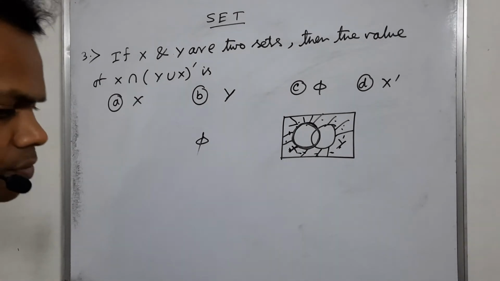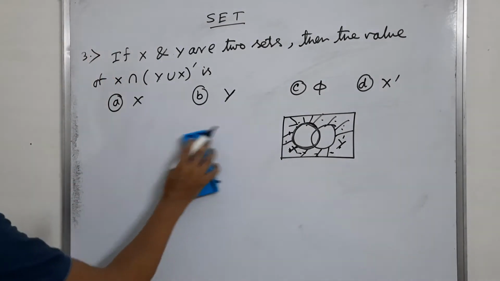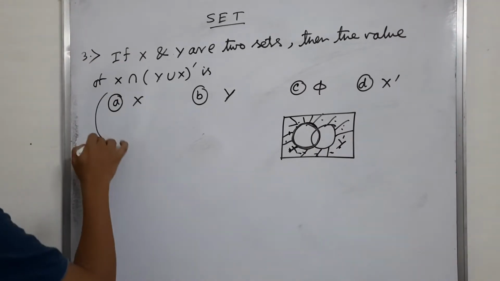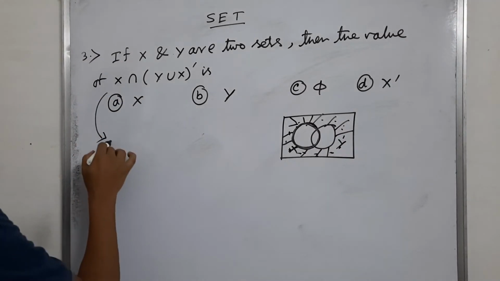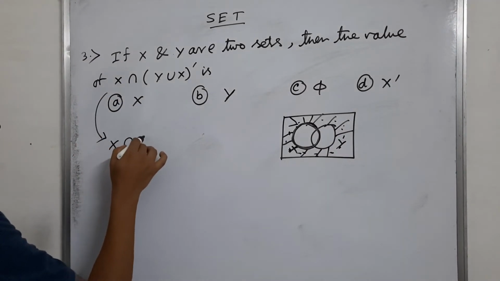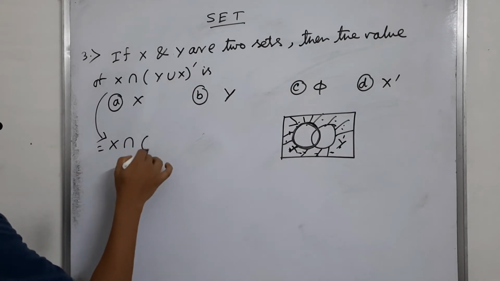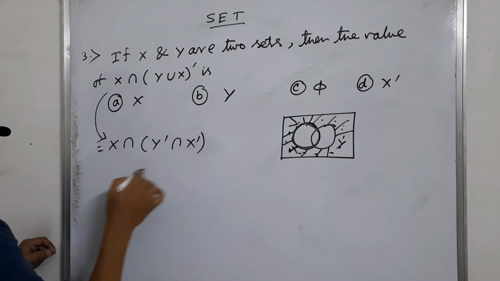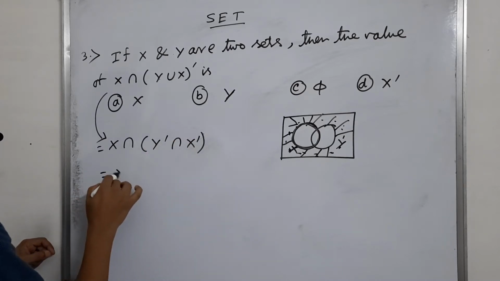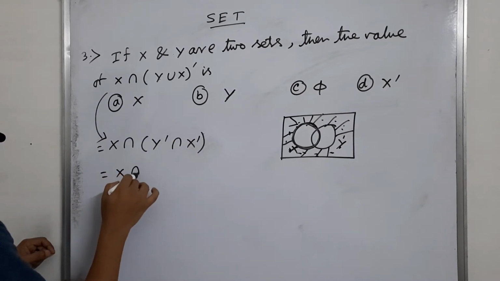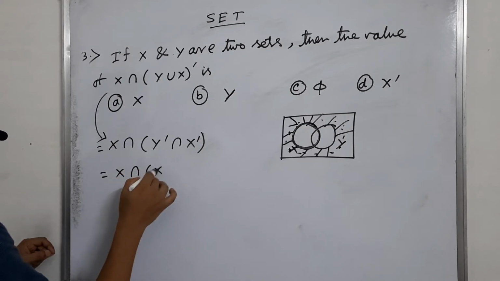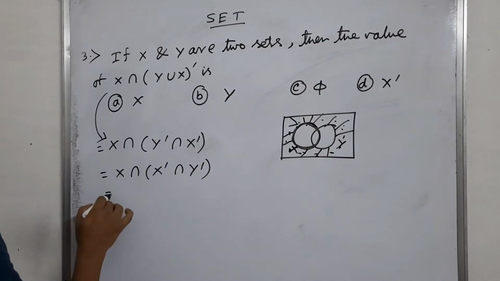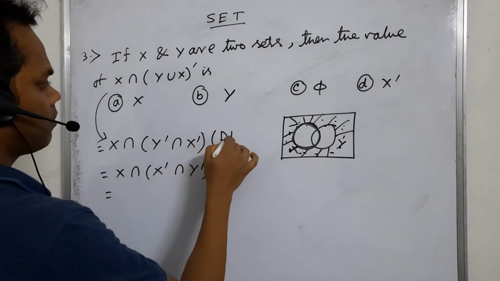Or you can find this another way. This was by Venn diagram, and another way is by using De Morgan's law: x intersection y complement intersection x complement. So x intersection x complement intersection y complement, this one by De Morgan's law.